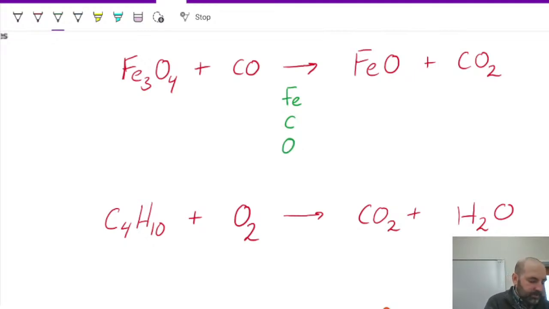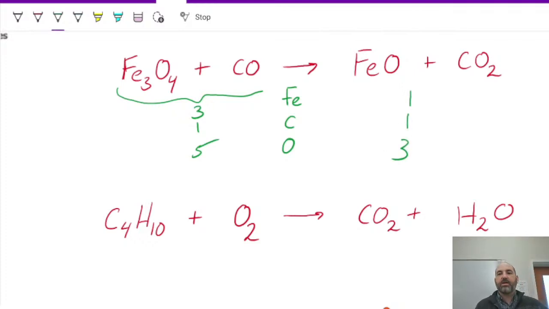On the left, and we're talking about totals of the whole side, we've got 3 Fe's, that's iron, 1 carbon, and 5 oxygens. And then on the right, we've got 1 iron, 1 carbon, and 3 oxygens. We can see that this is indeed not in balance. It is out of balance. All right. So then what do we do to ultimately put this in balance?